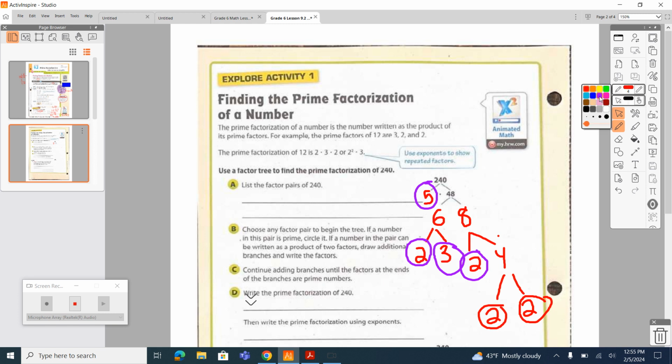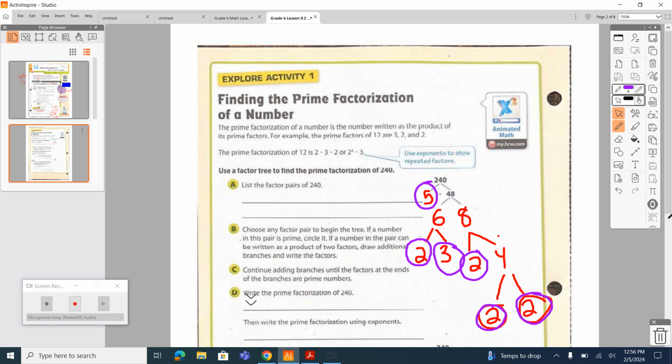It said, let's the factor pair. So I could have started with other numbers between 5 and 48. I started with 5 and 48 because this drawing here had the 48. Now it says, choose any factor pair to begin the tree. If a number in this pair is prime, circle it. So that's what I did. 5 is prime. If it can be written as a product of 2 factors, draw additional branches. So that's what I did. 48 is divisible, is 2 numbers that multiply to get 48. 2 factors of 48 are 6 and 8. Neither of those are prime. So for the 6, I drew 2 branches. I got 2 and 3.